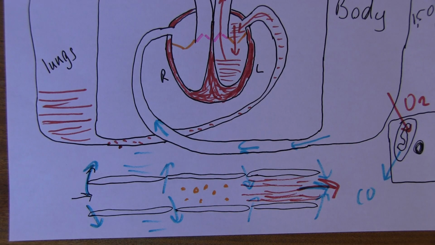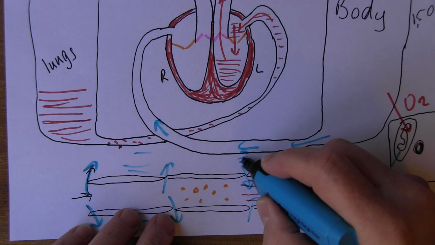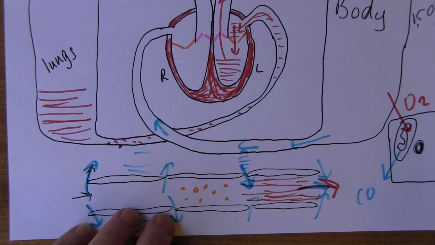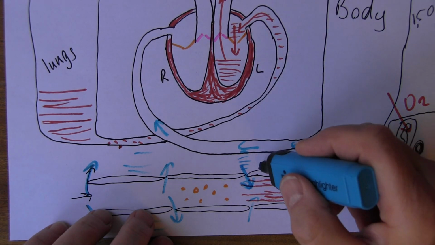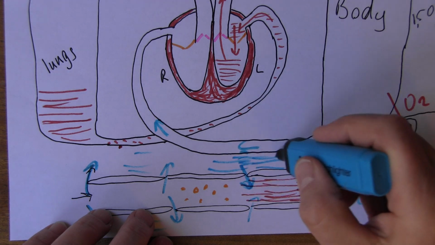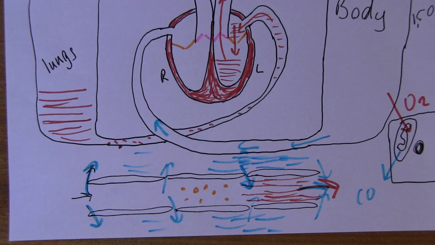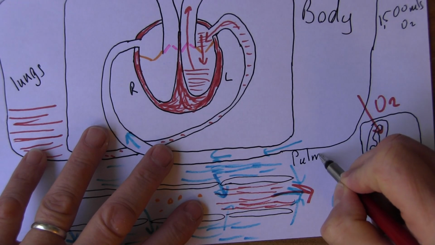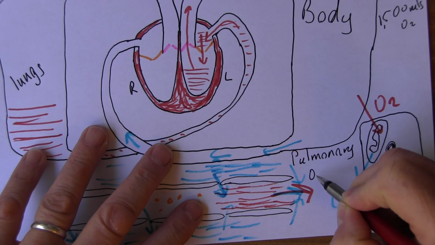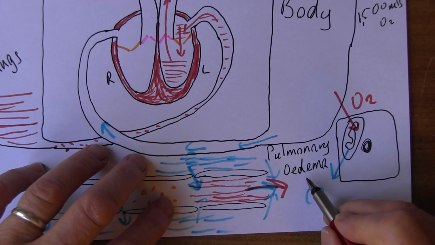Now, if we increase the pressure in the capillaries, is that going to make it easier or harder for the tissue fluid that's in the lungs to get back in to the capillaries, to go back to the heart? Well, I think you can see it's going to make it harder. So we get the accumulation of tissue fluid in the lungs. And the accumulation of tissue fluid in the lungs is called pulmonary edema. Pulmonary means to do with the lungs. Edema is the excess of tissue fluid.